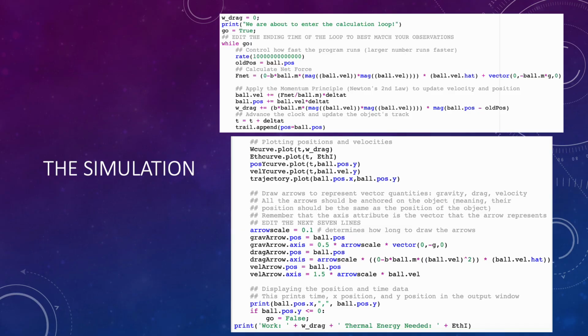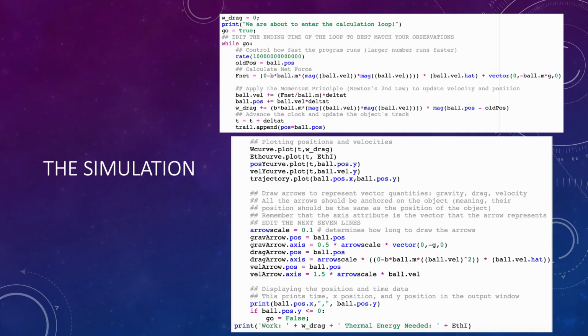Regarding the simulation, we also set our initial work done by drag to 0 and add that as a parameter to increment. And in our loop, we speed it up a whole lot and we record our old position so that we can calculate that delta x later. And we have essentially our same calculation for the force using both our drag and our gravity and our update equations. And then we graph our positions and we graph our values on the plots. And that gives us our simulation.